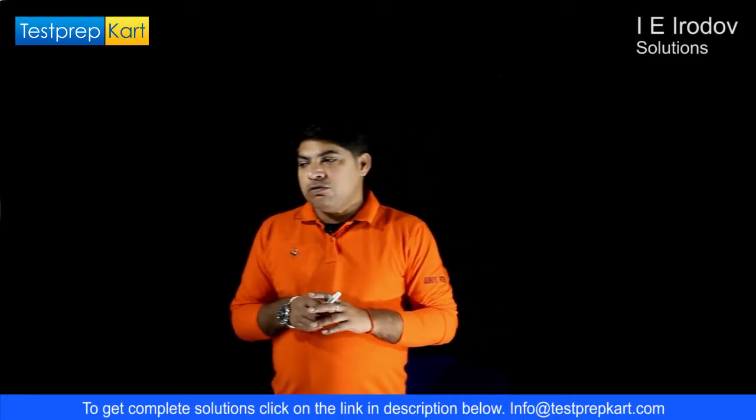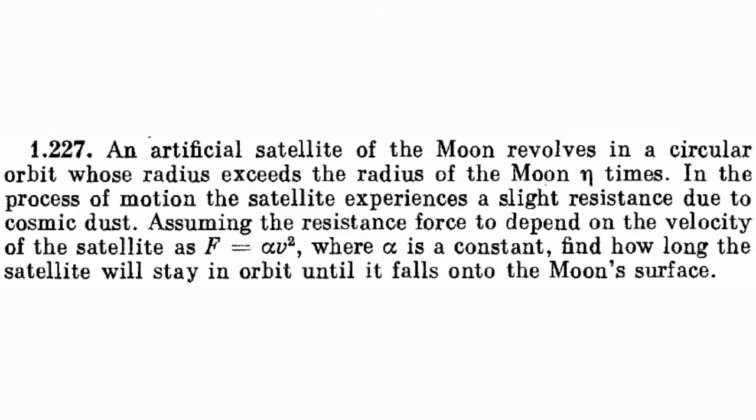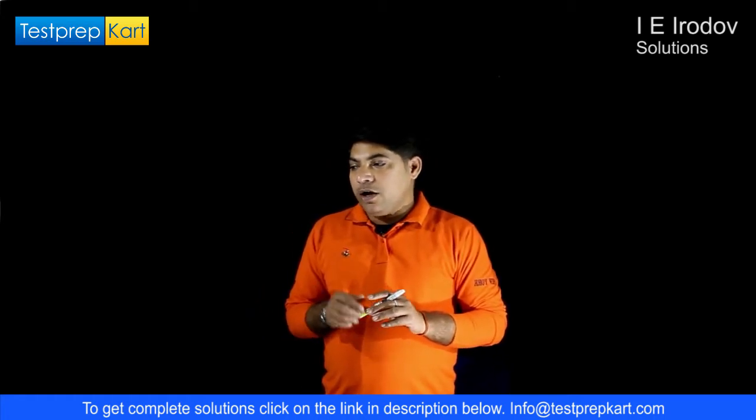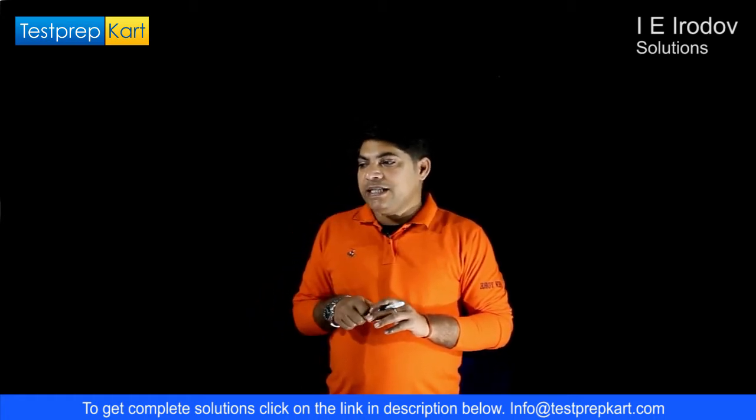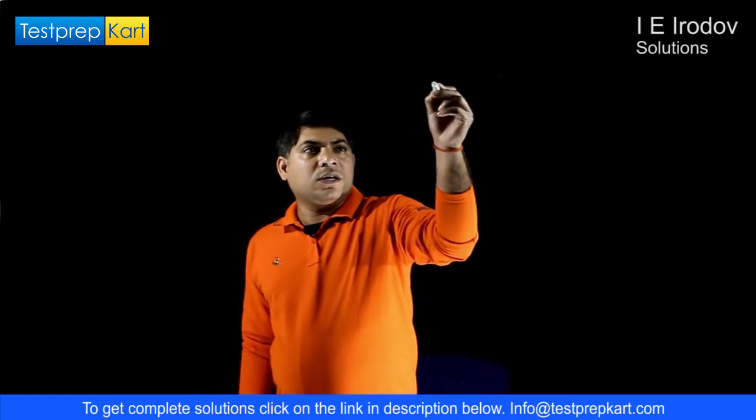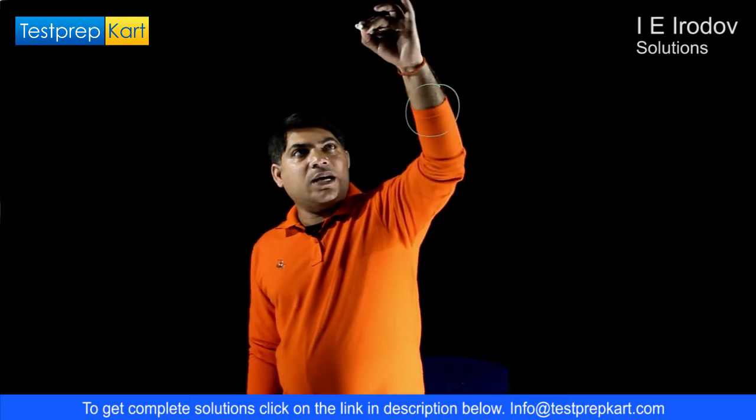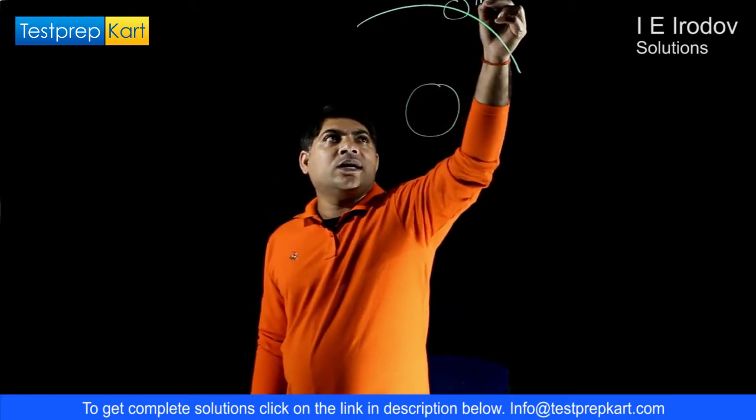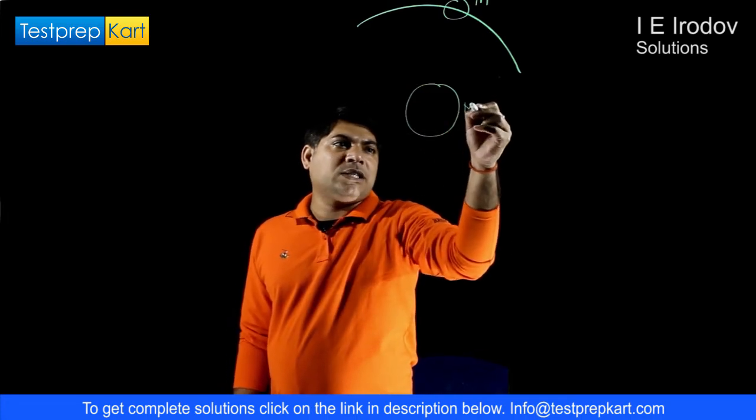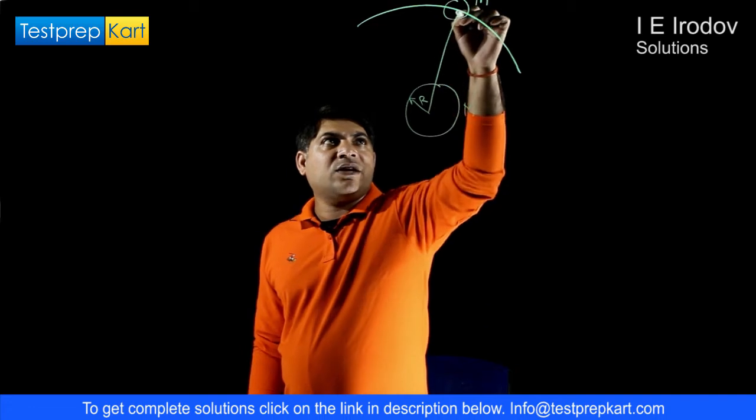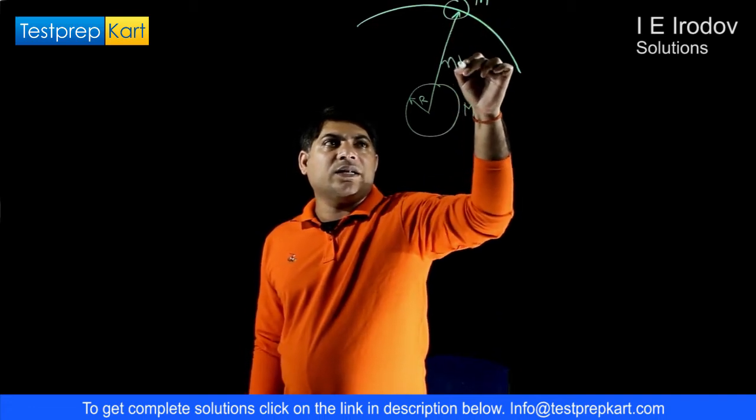Question number 1.227. An artificial satellite of Moon revolves in a circular orbit whose radius exceeds the radius of Moon by eta times. So this is Moon and an artificial satellite is moving in this orbit. Let's suppose its mass is small m, mass of Moon is capital M. If radius of Moon is r, then radius of this orbit is eta into r.